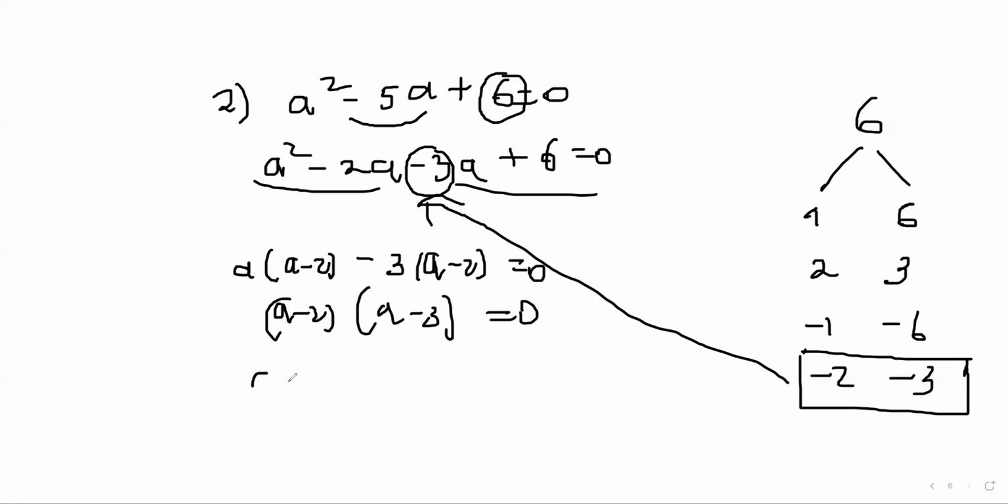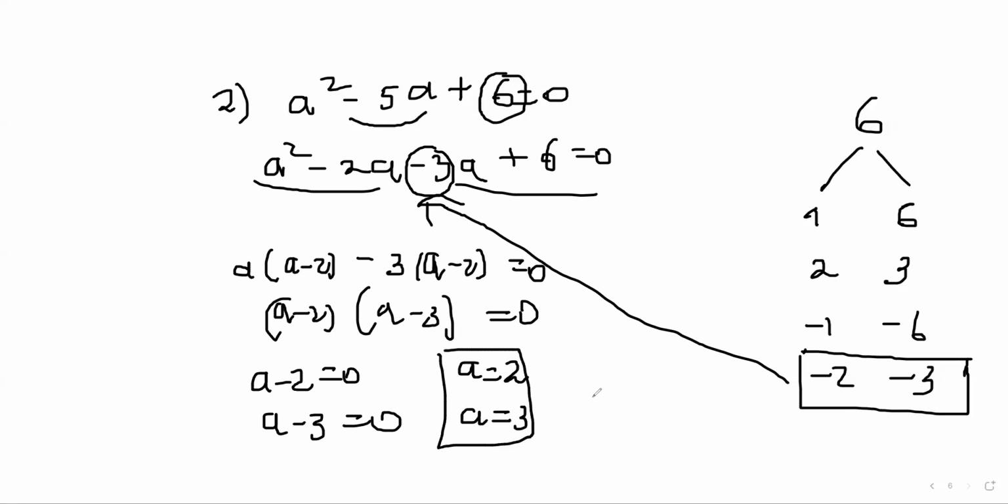So again, the null factor theorem. a minus 2 equals 0, a minus 3 equals 0. So from here we get roots a equals 2, a equals 3. You see, these are our roots. So our roots are 2 and 3. I hope that this is clear to everybody. I want to continue with another one, and the last one probably.